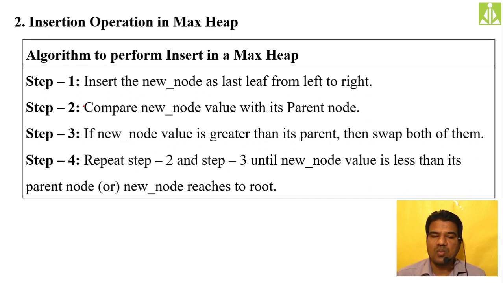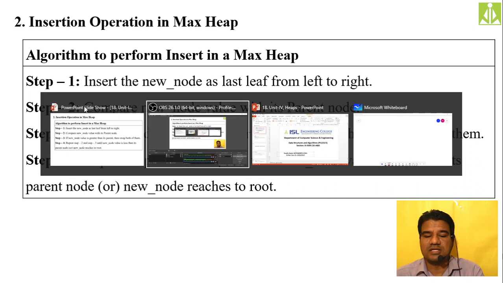What we have to do: insert the new node as the last leaf node from left to right, and start comparing with its parent. If in the comparison the leaf node has the greater value, simply swap the parent and the leaf node, and repeat this process till you reach the root node. So that thing we will understand very clearly.